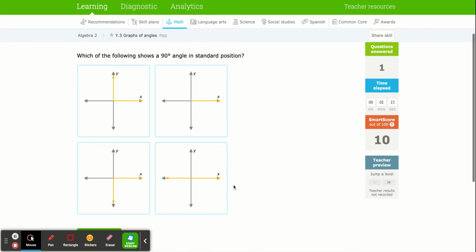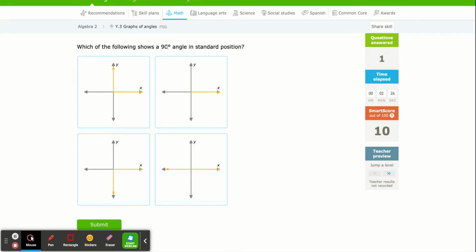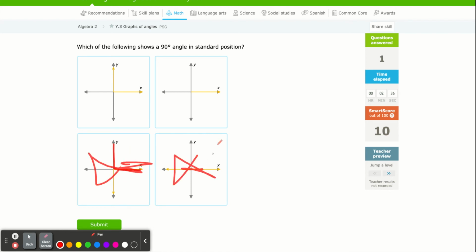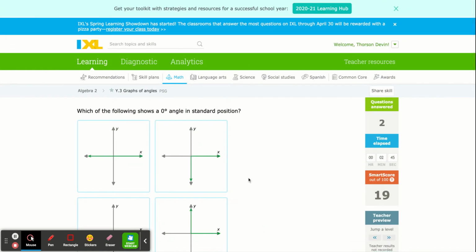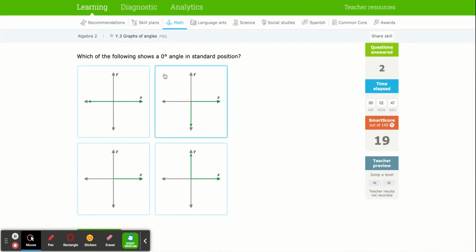Now we're eventually going to get to radian measure, but let's do one more of these, 90 degrees in standard position. So again, I want my starting ray to be here, and I want my ending ray to be here, which is not that one, not that one, not that one. It's this one right here. So the first one is the 90 degrees in standard position. A 0 degree angle is going to be the one like this one here, because this one's 180, this one's 270, this one's 90.